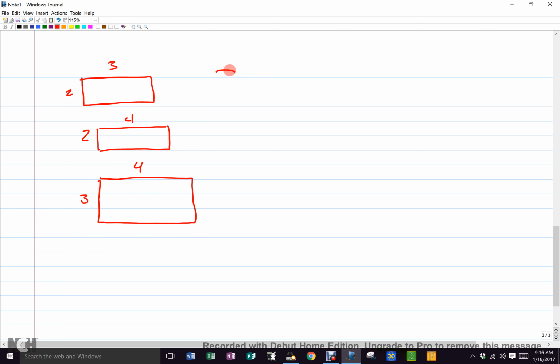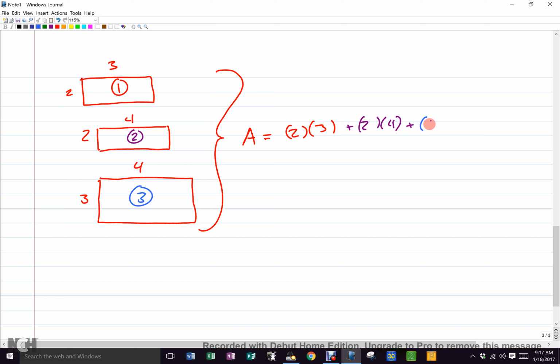Could you tell me the area of all of that? How, Kian? You would go 2 times 3 to cover the first one, right? Then what would you do for the second one? Plus 2 times 4, right? And then what would you do? Plus 3 times 4, correct? Is everybody with me? And what would the answer be?